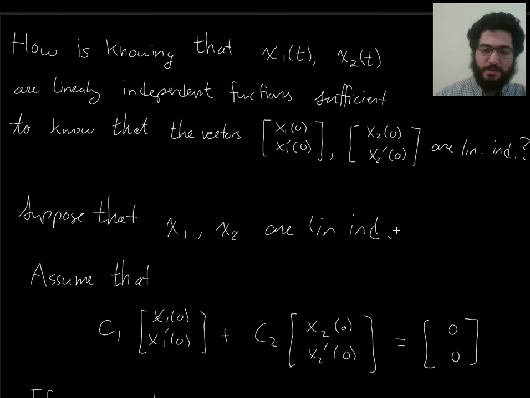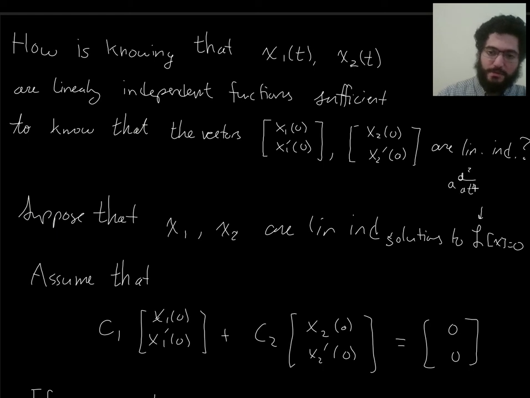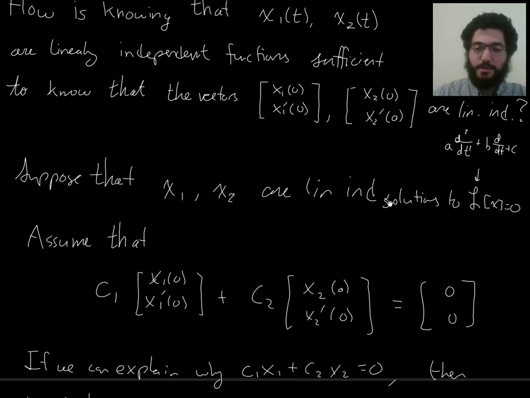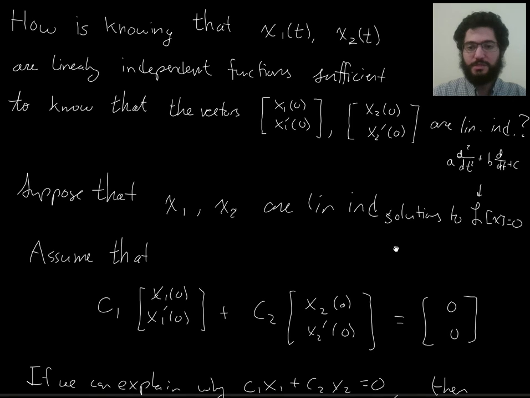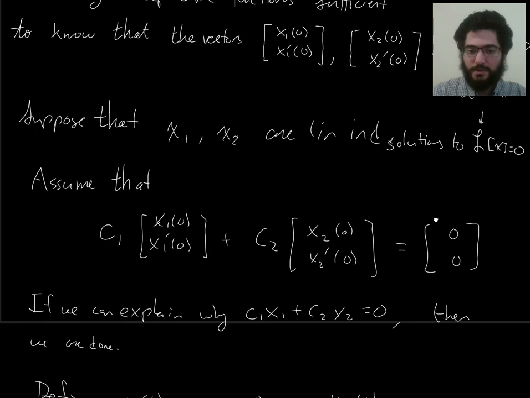suppose that x1 and x2 are linearly independent solutions to Lx equals 0, where L is the second order linear operator, a d squared dt squared plus b d/dt plus c, that kind of thing. So that we're looking at a second order homogeneous linear differential equation. So suppose x1 and x2 are not just any old linearly independent functions, but specifically linearly independent solutions to one of these.